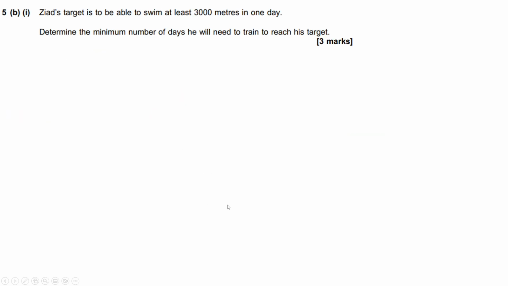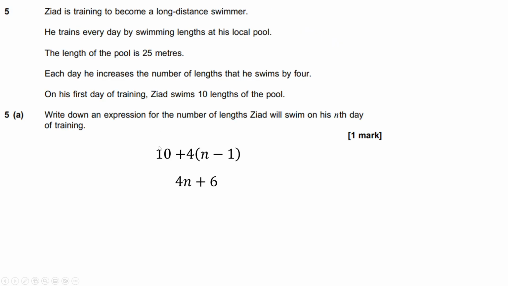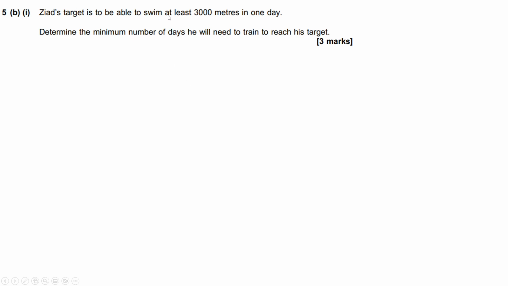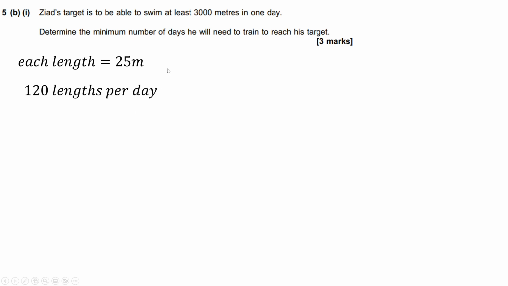If you just simplify that, you get 4n plus 6. Just be careful. It says expression, not equation, so don't make it equal to anything. He wants to be able to swim at least 3,000 meters in one day. Each length we know is 25 meters, and so it's going to be 120 lengths per day, because if he wants to do 3,000 meters in one day, and each length is 25 meters, then if you do 3,000 divided by 25, you'll get 120 lengths per day.